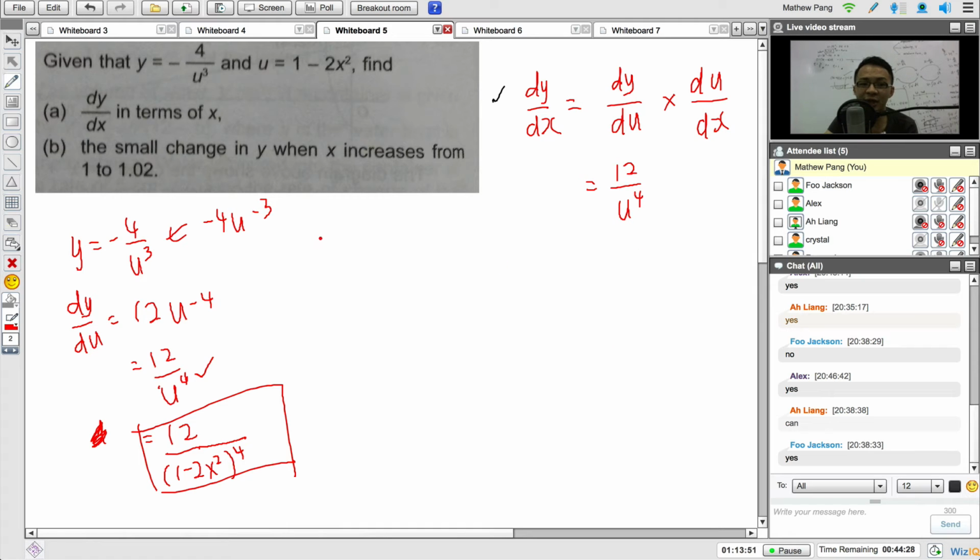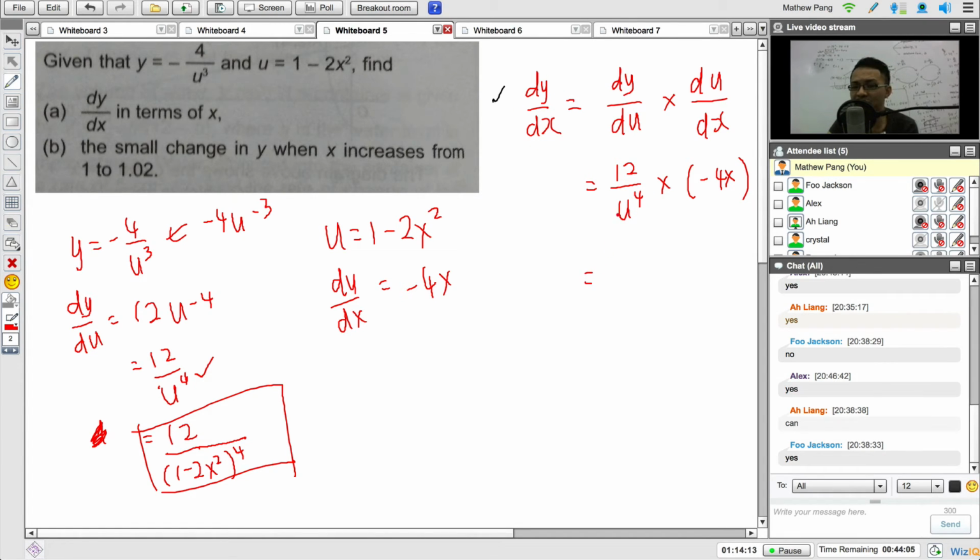And then what is my du dx? I have u equals to 1 minus 2x squared. So for my du dx, I just differentiate this one. Du dx, I will get negative 4x. Okay, I'm going to write multiple negative 4x. Alright, then over here you will find dy dx.